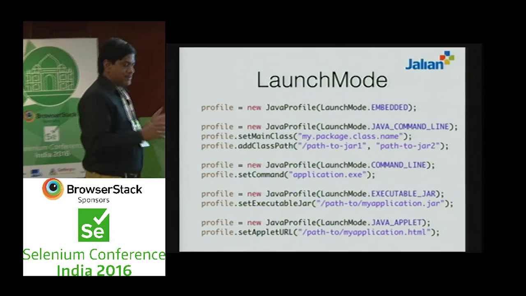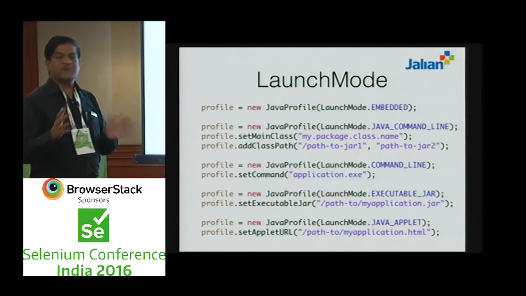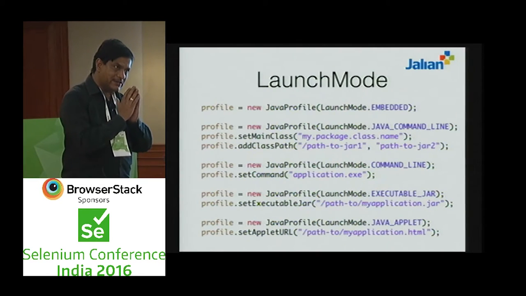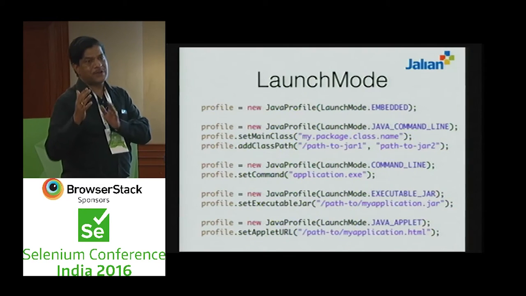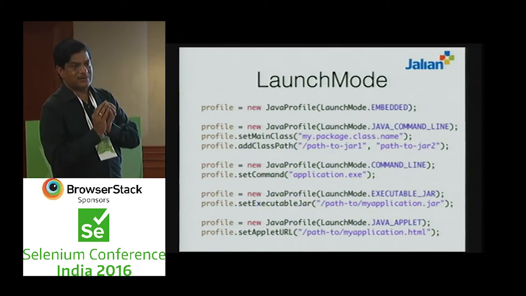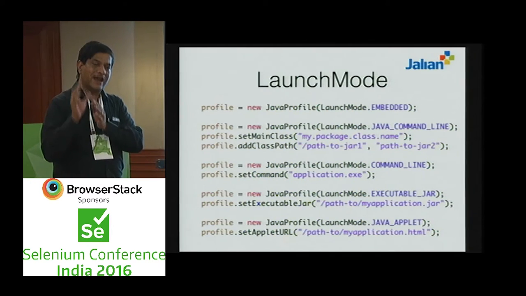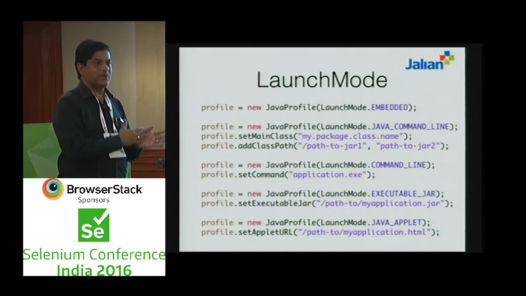In all these cases, except for the embedded case, Marathon gathers all these parameters together. When we actually create a Java driver with this profile, it launches the application along with a small add-on to it using a Java agent. What the add-on provides is the JSON wire protocol using TCP/IP communicating to our application.